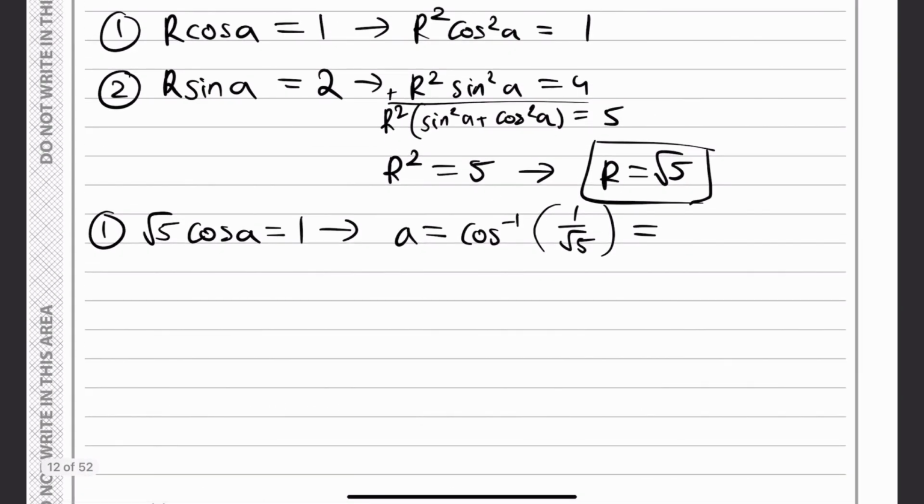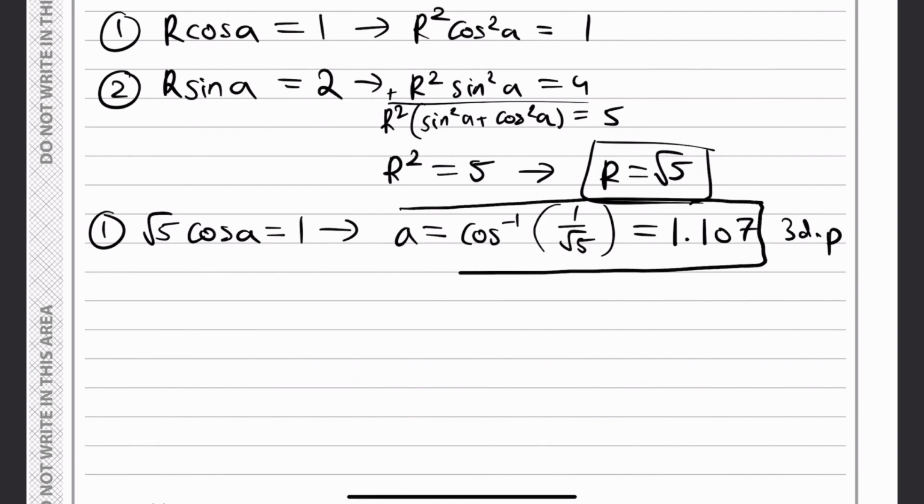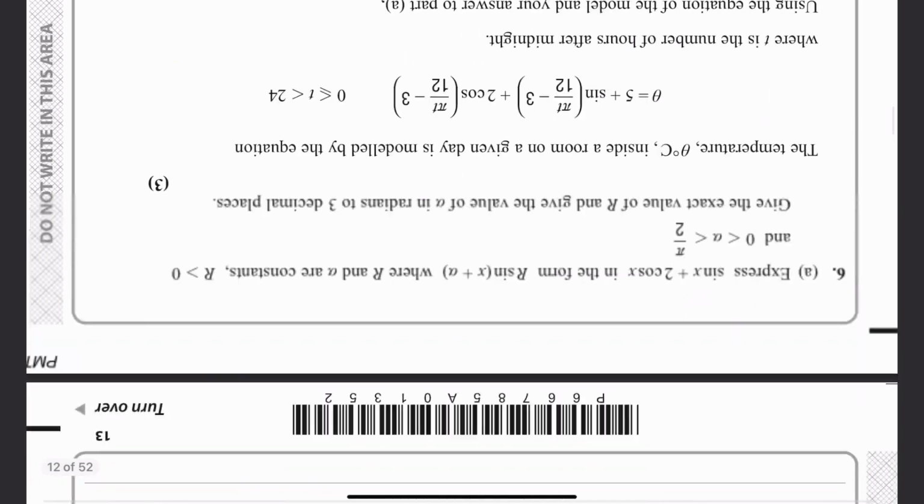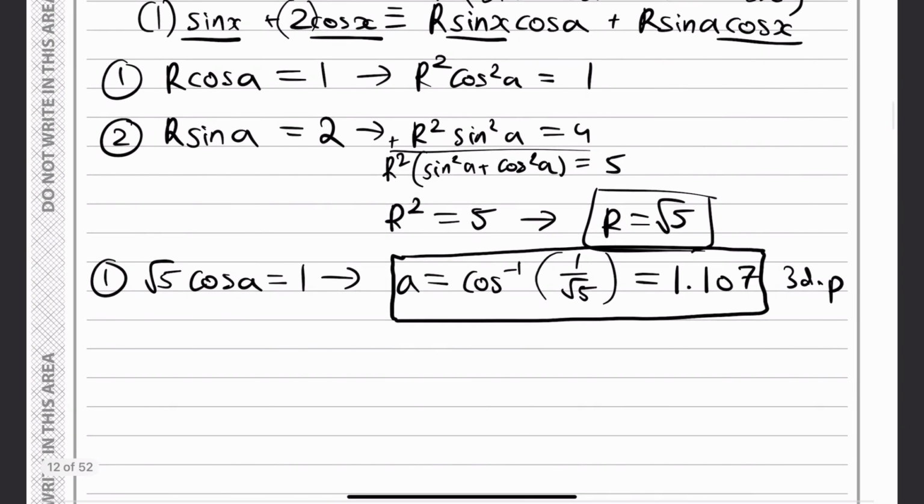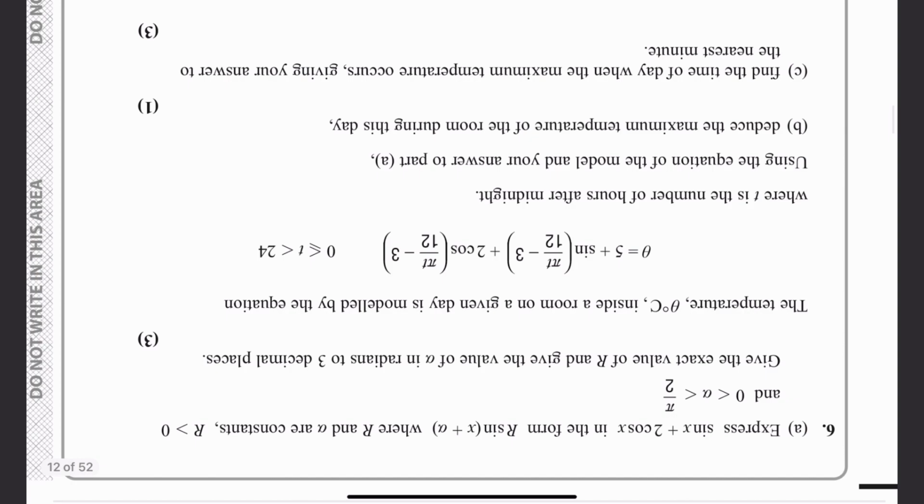Okay, so we've got the r constant. Now hopefully this should give us something between 0 and pi over 2, although I'm going to have to put my calculator into radians. Now arc cos of 1 over root 5 is 1.107 to 3 decimal places, which I think is correct. It is between 0 and pi over 2, so that's part A done, I believe.